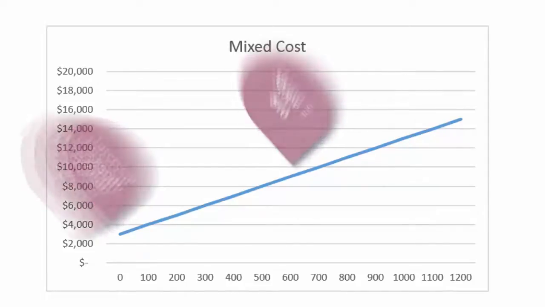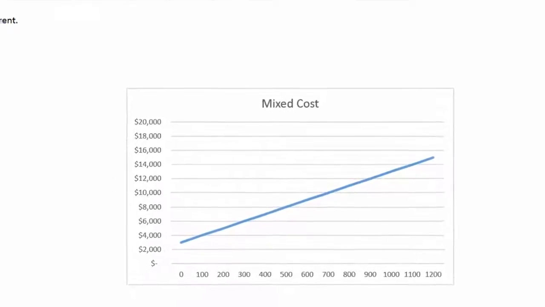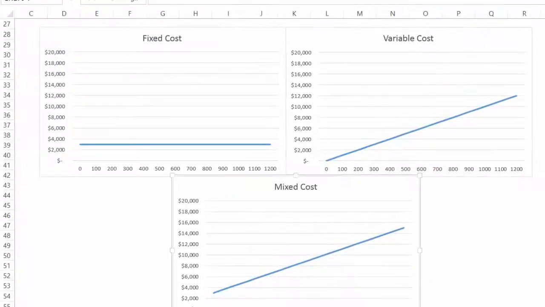Let's look at all three of these graphs together. I may have to make them a little smaller to make that work. Okay, so there they are. You've got your fixed cost, which has an intercept of 3,000 and is a horizontal line. And then you have your variable cost, which has an intercept of 0 and a slope of 10. And your mixed cost has an intercept of 3,000 and a slope of 10.